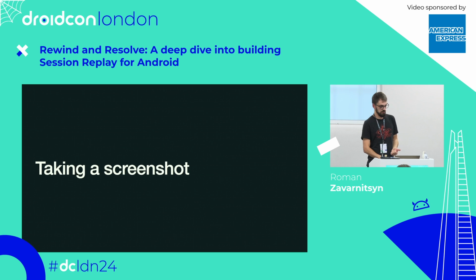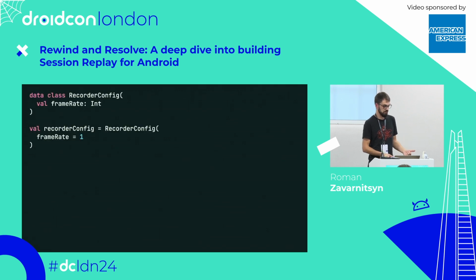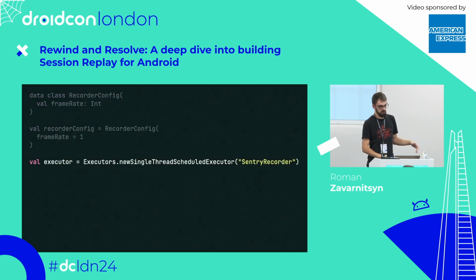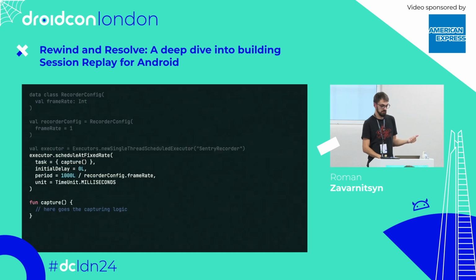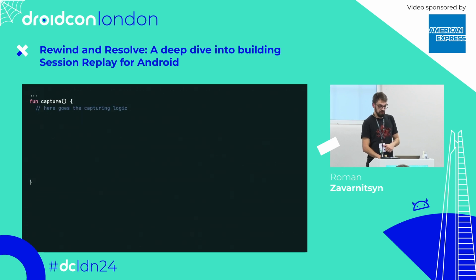Let's go ahead and implement the first part of it, and this is taking a screenshot. As I mentioned, we want to have some kind of recorder config that we expose to our customers or developers, and the default frame rate would be 1. Then we would create a separate thread, we call it Sentry Recorder, and we would just launch this thread to repeatedly call capture at the certain frame rate. So we just divide 1,000 milliseconds by the frame rate here. If you specify that you want 2 frames per second, then we would capture a screenshot every 500 milliseconds. Let's then implement the capture method.